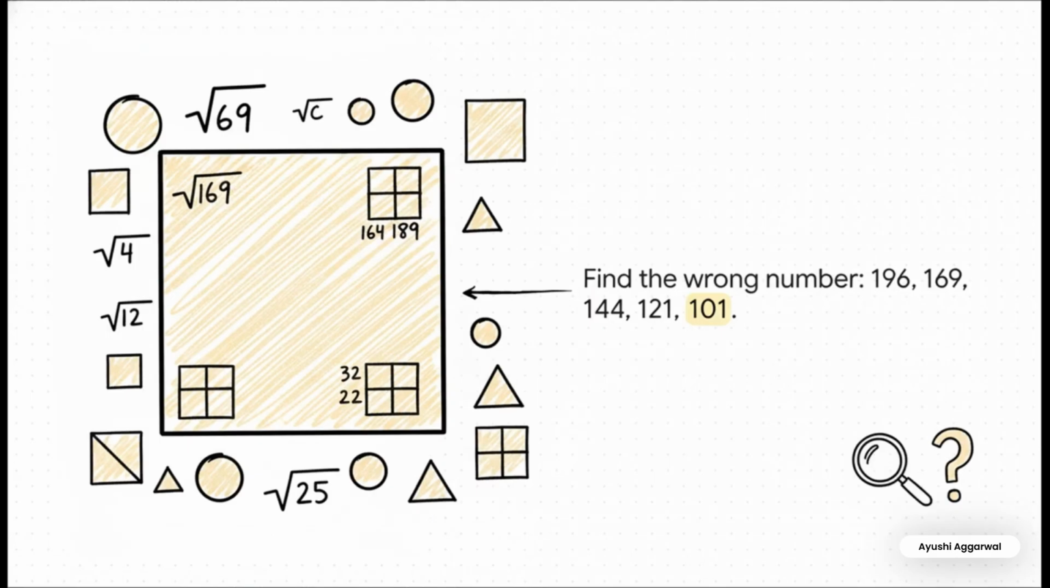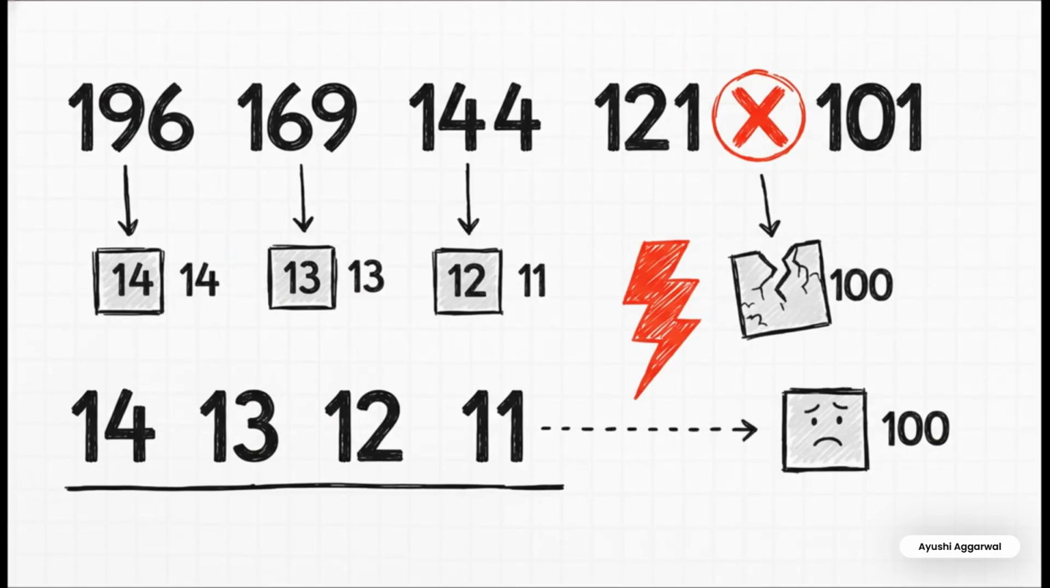Here's a series: 196, 169, 144, 121, and 101. Your job is to find the imposter. We just talked about squares, right? So, do any of these numbers ring a bell for you? Let's put on our detective hats and decode this. Okay, 196, that's 14 squared. 169, yup, 13 squared. 144 is 12 squared, and 121 is 11 squared.